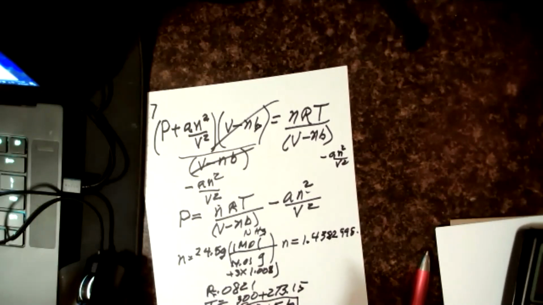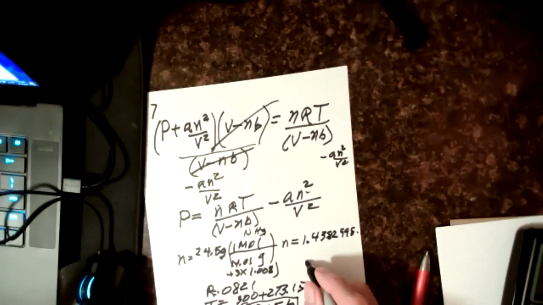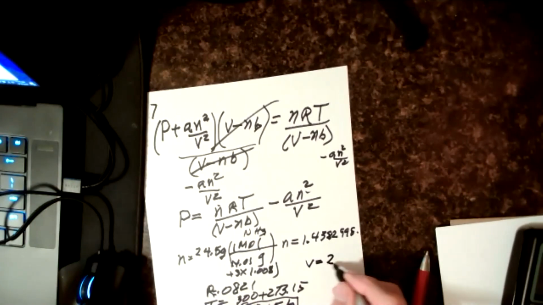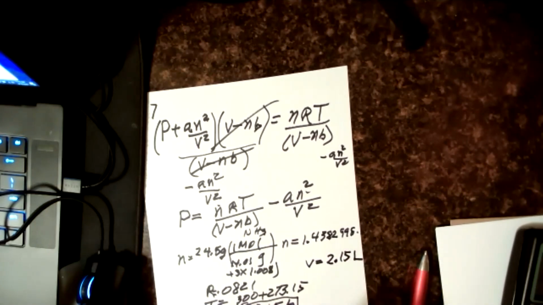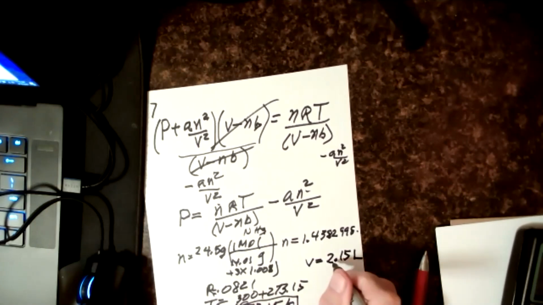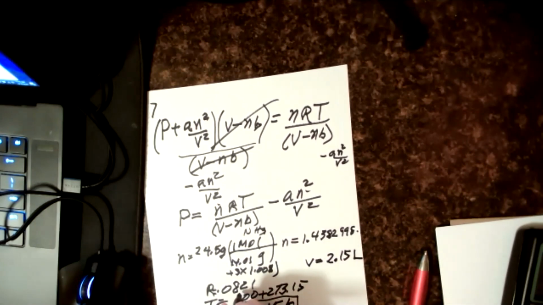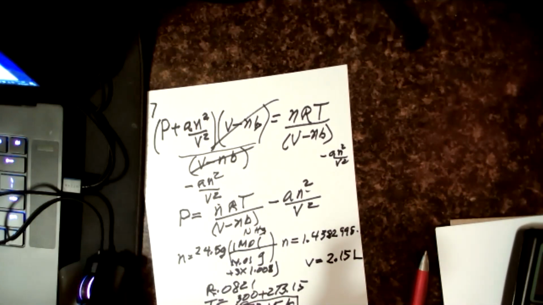R and the T, the volume. The volume is 2.15 liters. That's the right unit. I need the liter unit because R is in liter atmospheres per mole per Kelvin. So I have to have the volume in liters, I have to have pressure in atmospheres, and I have to have temperature in kelvins. And so we have that so far.